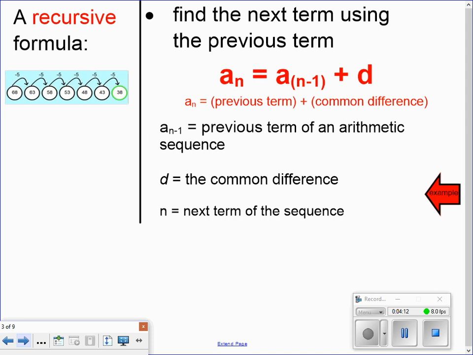The recursive formula is set up like this: a sub n equals a sub n minus 1 plus d. A sub n is the term that you're currently looking for. A sub n minus 1 is the previous term, the term that comes directly before the term you're looking for. And d refers to your common difference.